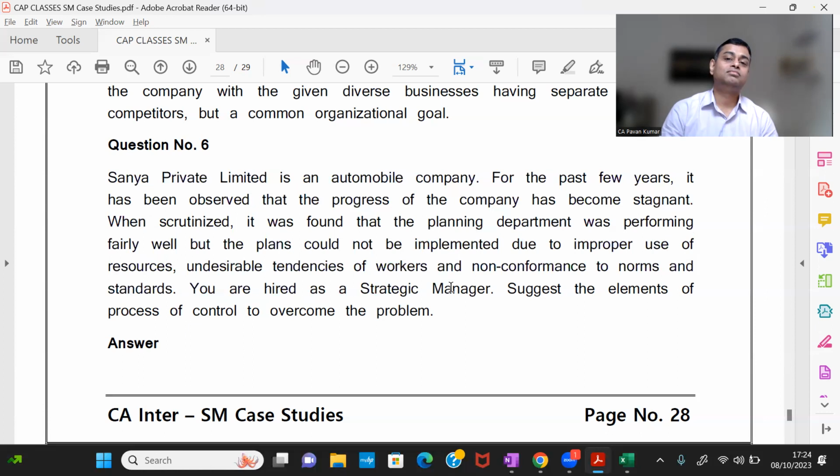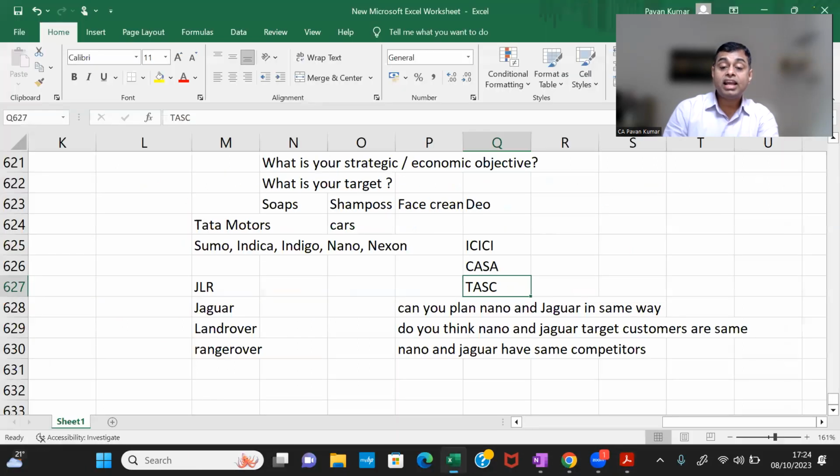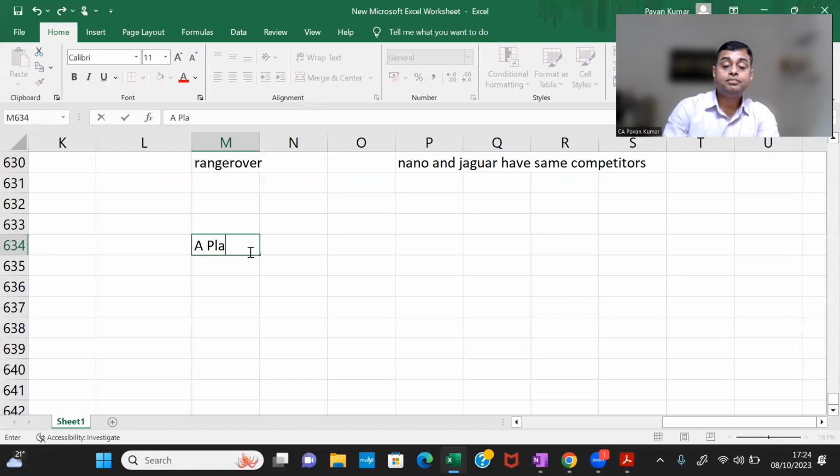My dear friend, do you know what is the problem? Control, control, control. So basically, unless you have the discipline to implement, the plan can never be implemented. So here you need to understand it like this. A plan without implementation is a gun without a bullet.